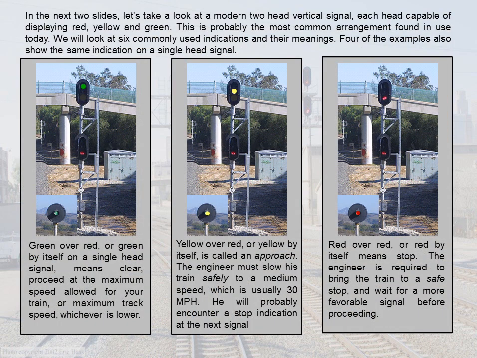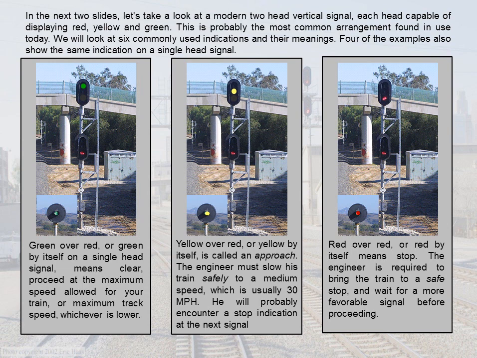In the next 2 slides, let's take a look at a modern 2-head vertical signal, each head capable of displaying red, yellow, and green. This is probably the most common arrangement found in use today. We will look at 6 commonly used indications and their meanings. 4 of the examples also show the same indication on a single head signal.